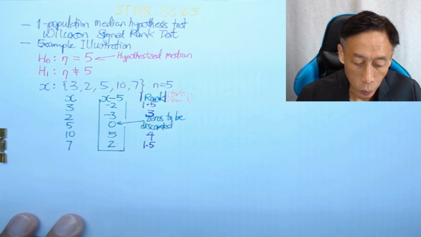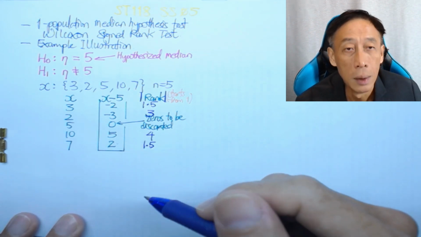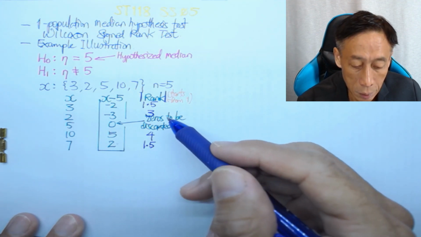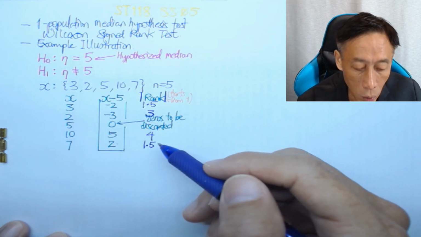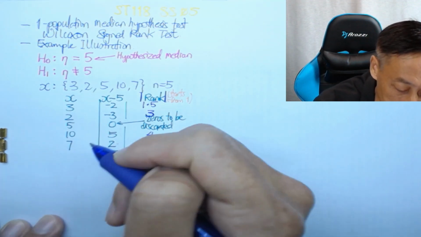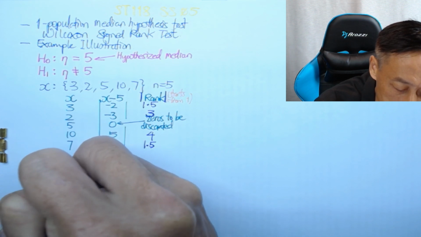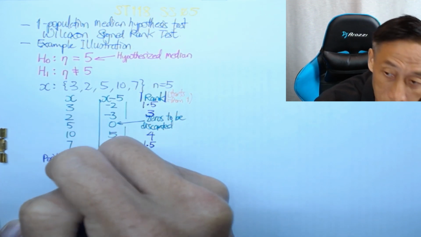Then what we want to do is to add up the ranks based on the signs, right? So in some sense, we say the positive ranks.